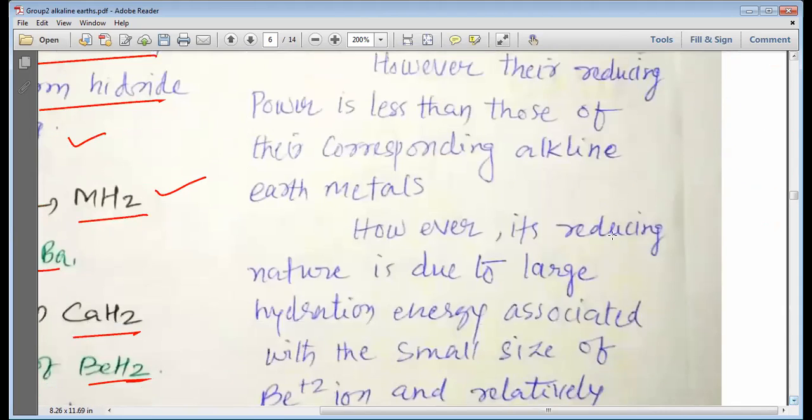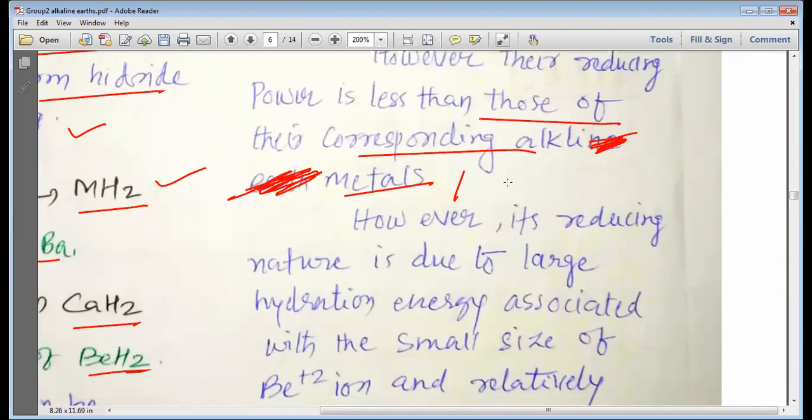However, their reducing power is less than that of the corresponding alkali metals. So in the same period, if we compare the reducing power, the reducing power of alkaline earth metals is less than that of alkali metals, or you can say group 1 metals.